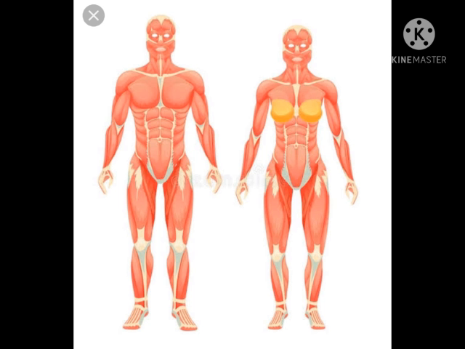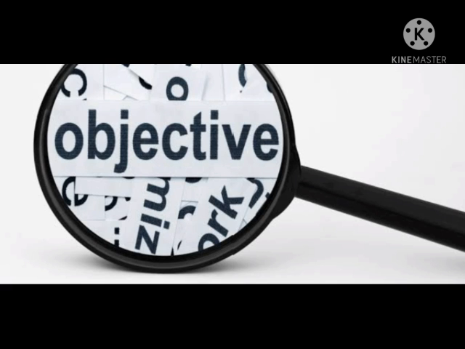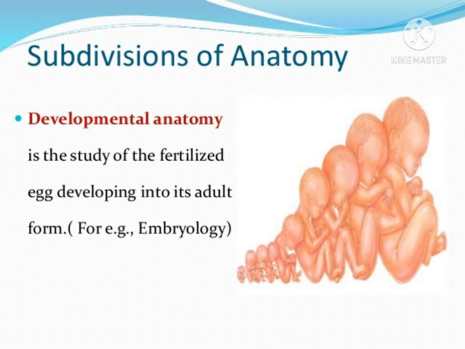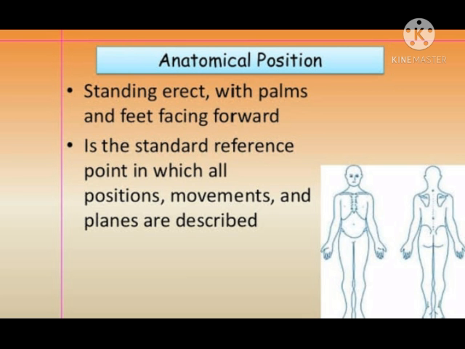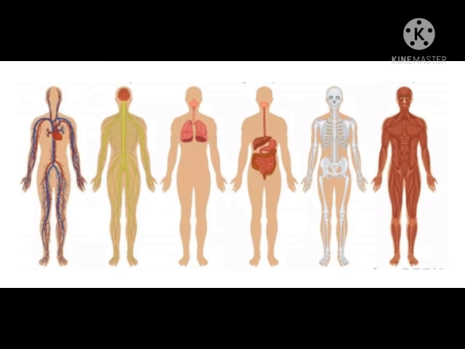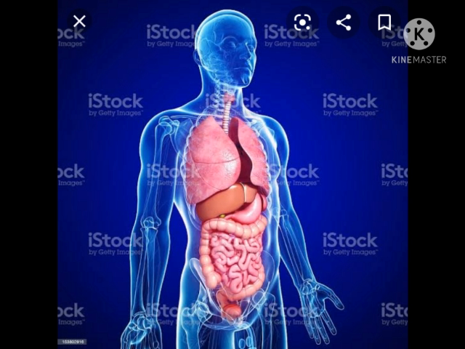In this lecture, first of all, I would like to clearly define the objective of this lecture so that at the end of the lecture you should be able to understand first the definition of anatomy, second the subdivisions of anatomy, next the anatomical position, the planes of the body, and the various terms of relation and various movements of the body. So, we will see them one by one.